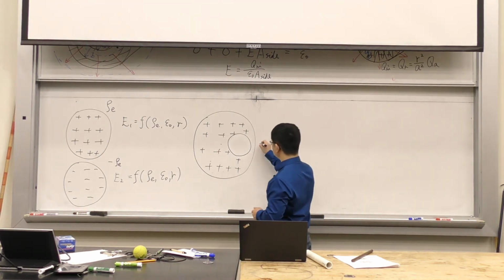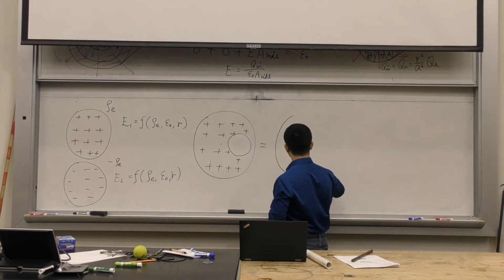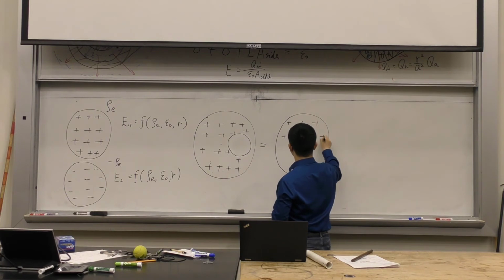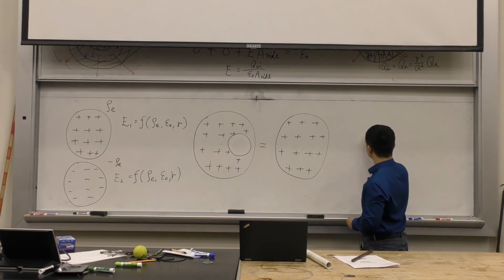Think of this as equivalent to a solid sphere. No hole at all. Positive charge. And then make a small sphere which has negative charge.